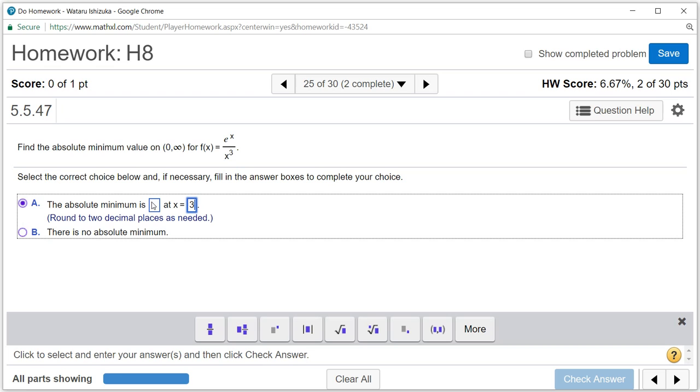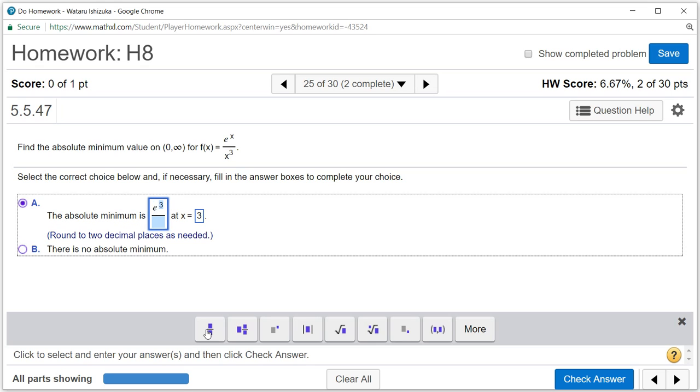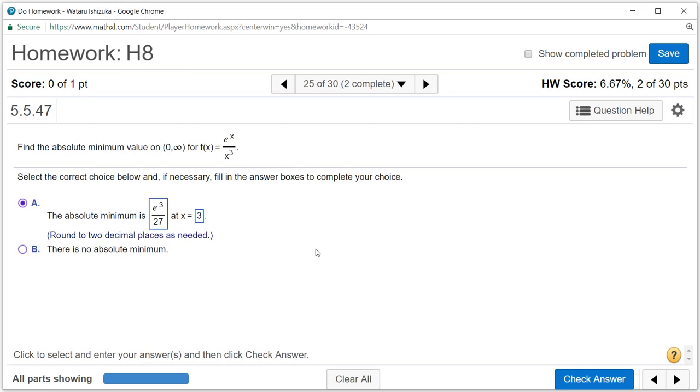Let's type it in. The minimum value would be, let's do the fraction, e cubed over 27. Check the answer. Let's see, the answer is good. Checked. Let's see, what did I do? Minimum value. Oh, I rounded to 2 decimal places. All right, so that was a problem.